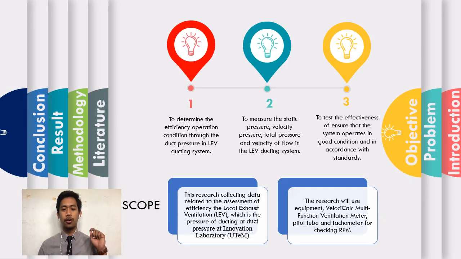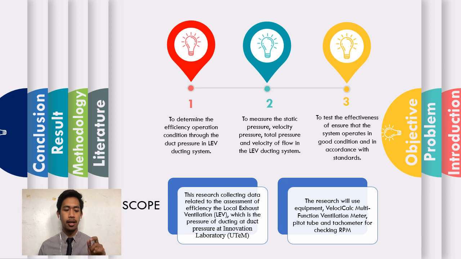For the objective, first, to determine the efficiency of the operation condition through the duct pressure in a LV ducting system. This is the main objective, and this research has two specific objectives. First, to measure the static pressure, velocity pressure, total pressure and velocity flow for the LV system. Second, to test the effectiveness, to ensure it operates in good condition and according to the standard.